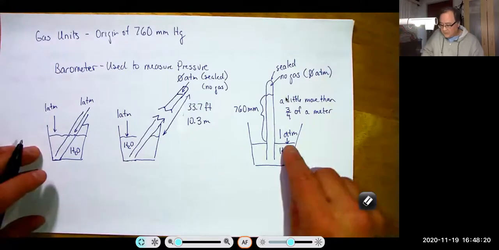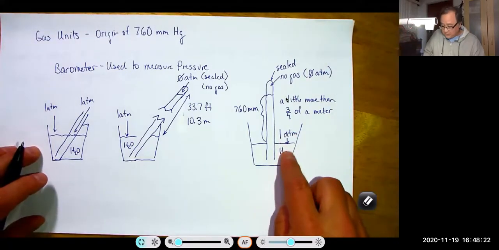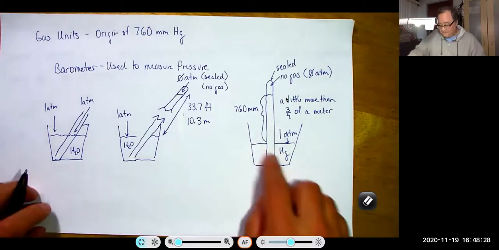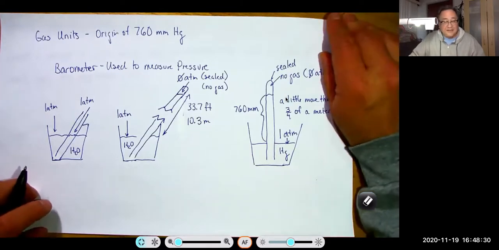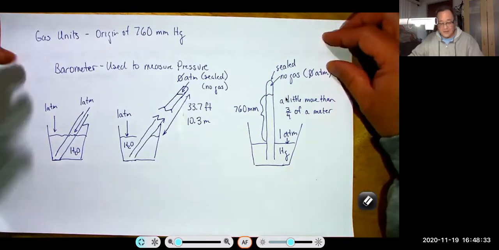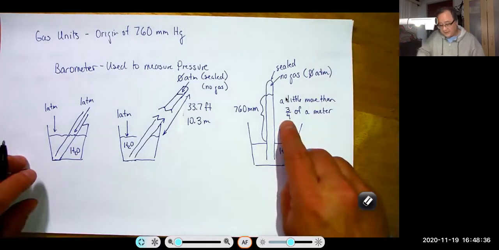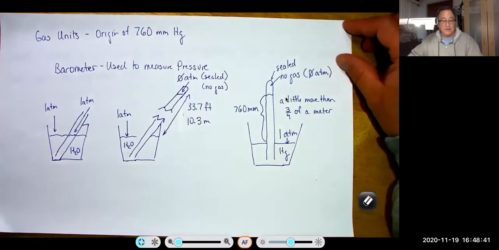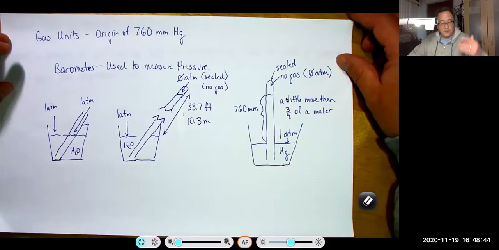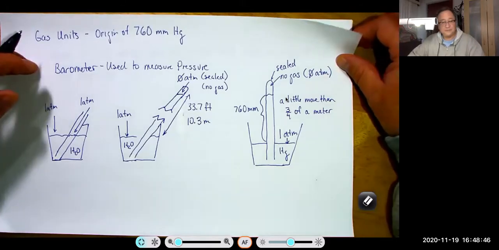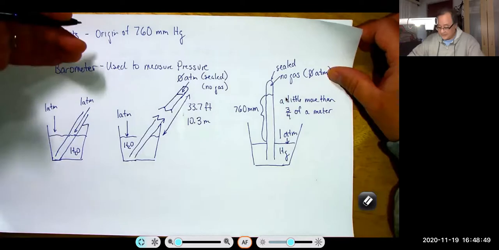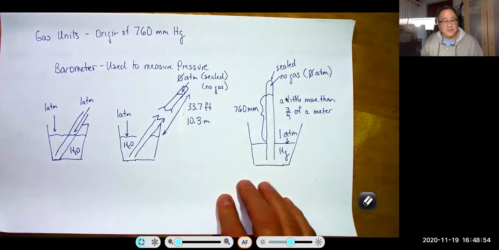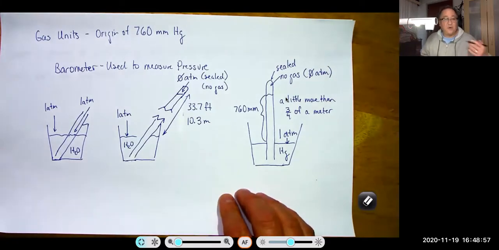So if there is exactly 1 atmosphere of pressure pushing down on the mercury, how far up will the mercury be pushed above the level of mercury on the outside? And the answer is exactly 760 millimeters of mercury. To give you an idea of what that is, 760 millimeters of mercury is about 3/4 of a meter. And you may recall that a meter is about 3 feet. So we're talking about a pretty good distance for mercury, but it's a heck of a lot better than having a water barometer. So that's the origin of the 760 millimeters of mercury being 1 atmosphere.